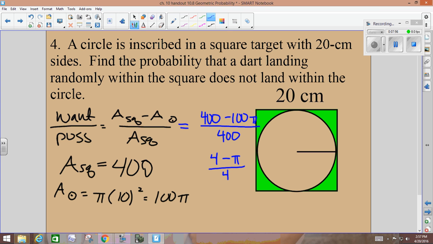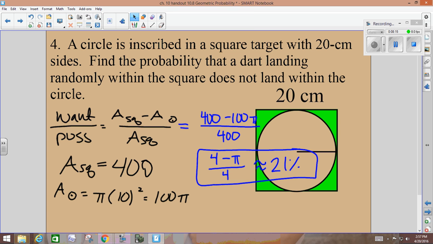4 minus pi out of 4 chances. If you throw that in the calculator, do 4 minus pi, and then divide that by 4, what do you get as a percent? 21%? You guys agree with him? So there's a 21% chance that the dart's going to land outside of the circle, yet still inside of the square.